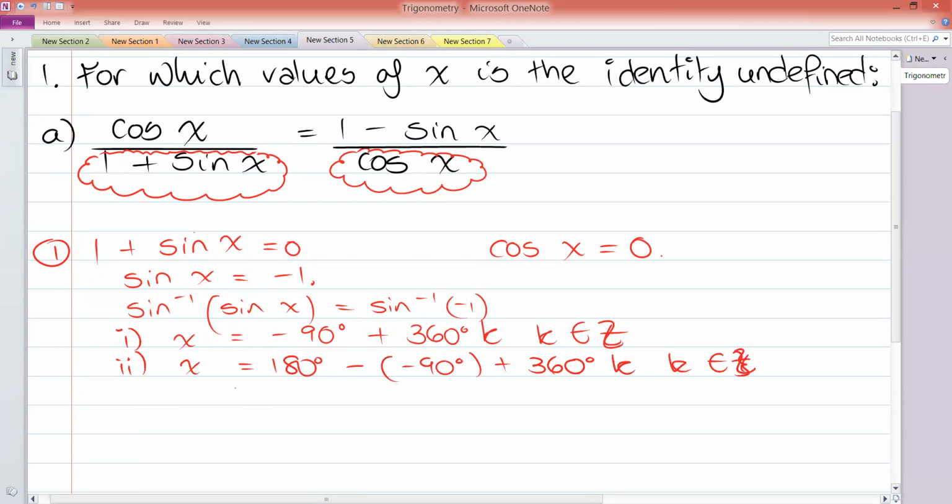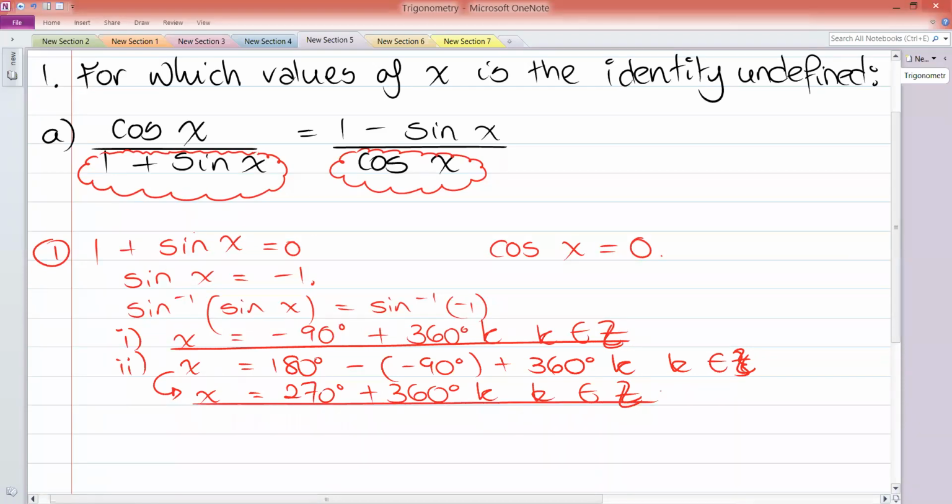So the first one, you don't have to simplify it further, but the second one, you're going to simplify further so that it becomes 270 degrees plus 360K. K is an integer. So the 2 general solutions for the first one is that one and this one.